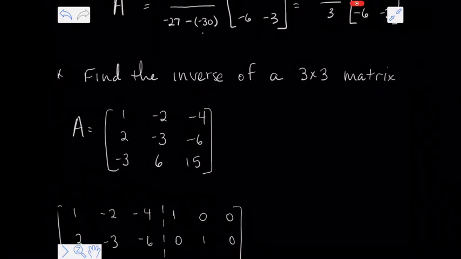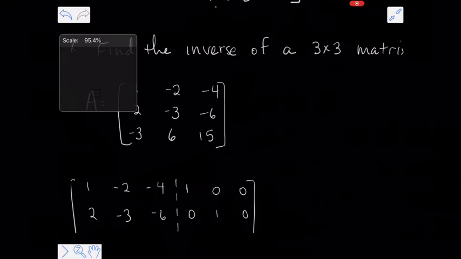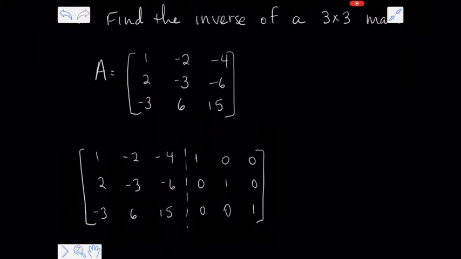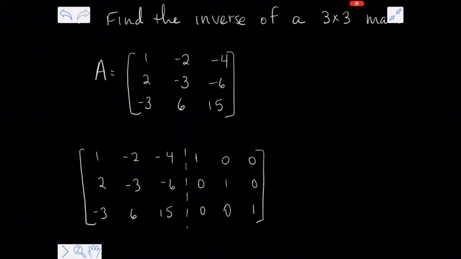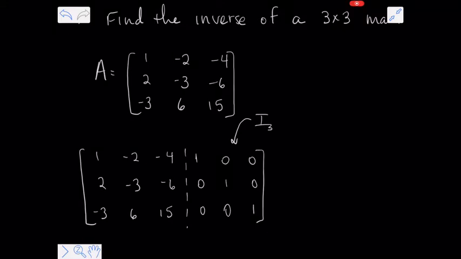So what you do is you create, so I took this 3x3 matrix, copied it here, then you can see I have this dotted line, and then on the right side I inserted an identity matrix for a 3x3. I'm going to call it I3.